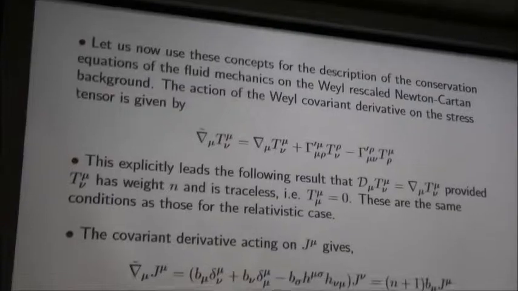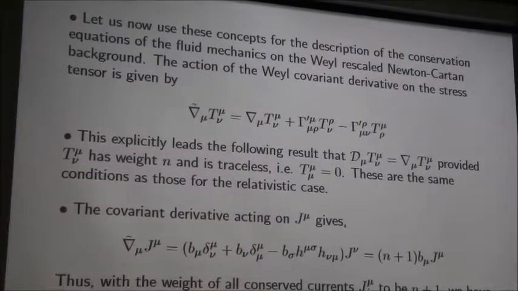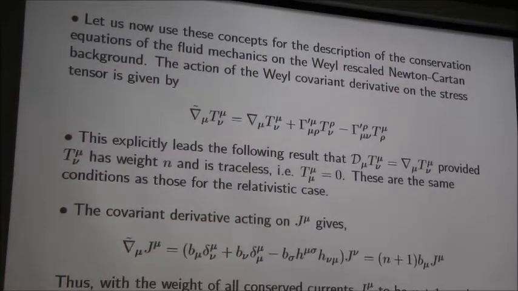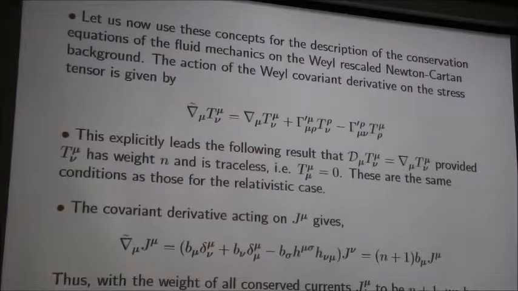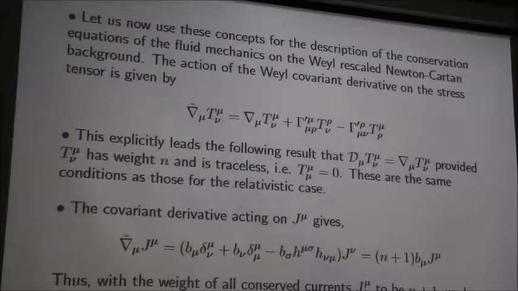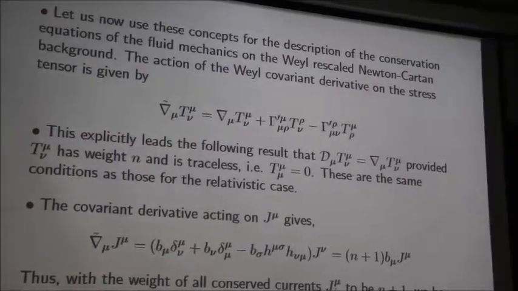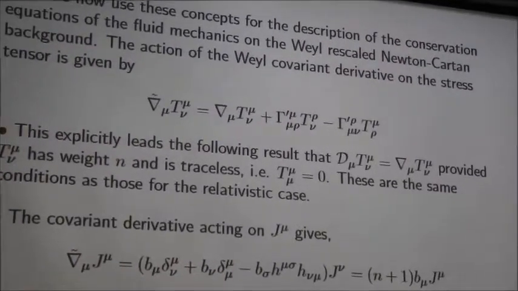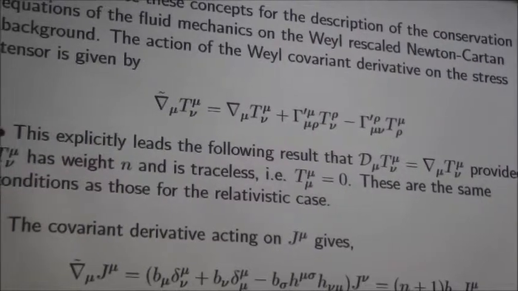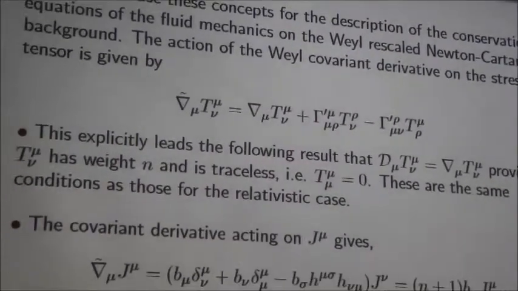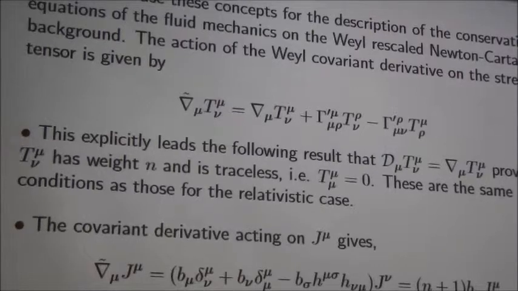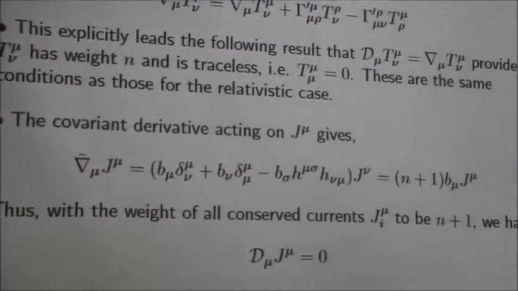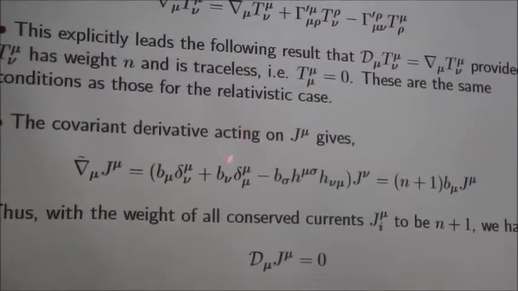So let us now use this concept for the description of the conservation equation of the stress energy tensors. For this case, the stress energy tensors will be changed. This is for the normal Newton-Cartan one, and these two terms are coming due to the Weyl-scaled Newton-Cartan background. This expression leads to d mu t mu nu equal to grad mu t mu nu, provided that t mu nu is stressless and t mu nu has a conformal weight of n. These are the same conditions which are derived in the relativistic case. So there is a match between relativistic and non-relativistic systems.